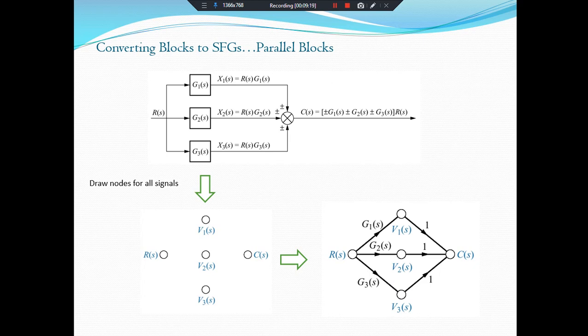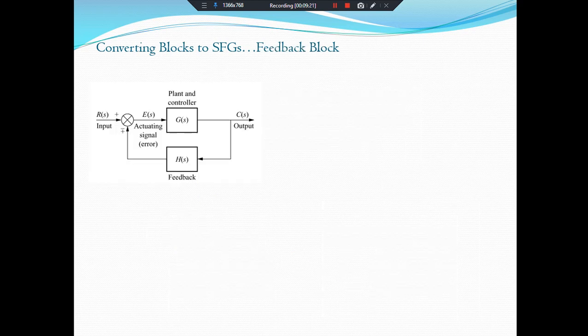Now we will study the last option or the last model of the block, which is the feedback block. Here we have a feedback block. We will convert this feedback block into the signal flow graph. Here is the input signal, E of S is another signal, C of S is the third signal. So we will draw the three nodes. One will be the R of S, other node will be the E of S, and the last node will be the C of S.